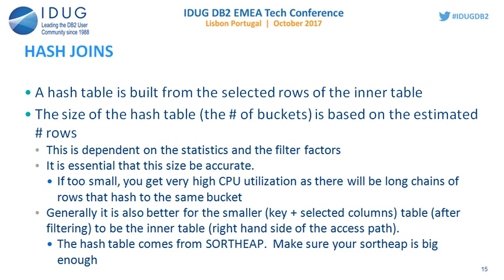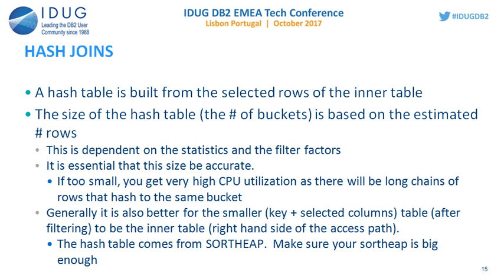The way a hash join works is DB2 takes the inner table, which is the one on the right-hand side of the explain, and it reads through it, and for each key, it uses a hash function to find a bucket to place it in. So it builds a hash table with buckets. A key is randomized to that, and an entry is put in there.